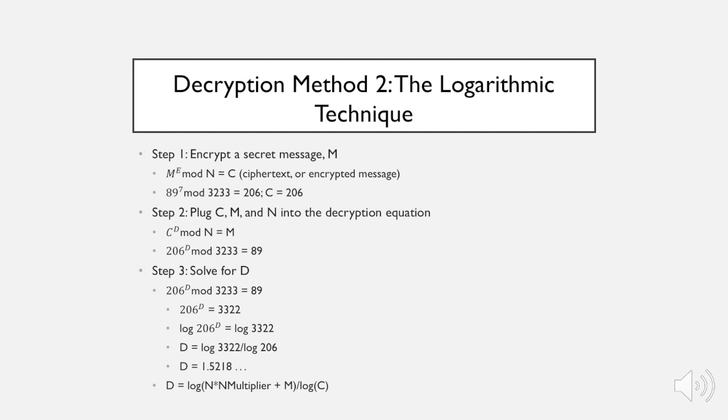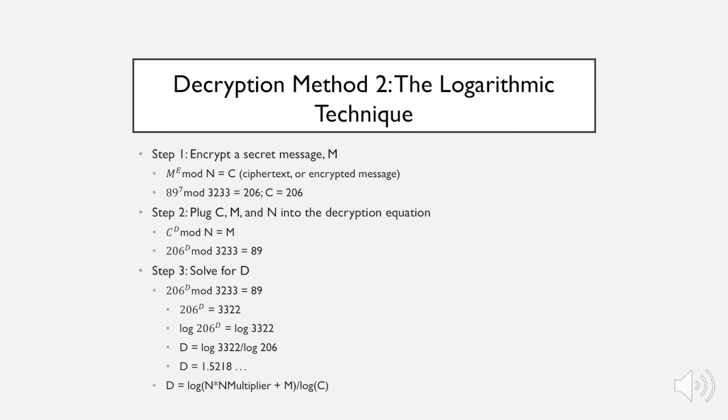Knowing that 206 to the d power must equal 3,233 plus 89, or 3,322, for the modular relationship to work, the message interceptor can set 206 to the d power equal to 3322 and solve for d using the properties of logarithms. If 206 to the d power is equal to 3322, then the log of 206 to the d power is equal to the log of 3322. d then is equal to the log of 3322 divided by the log of 206. d then is equal to 1.5218, and so on.